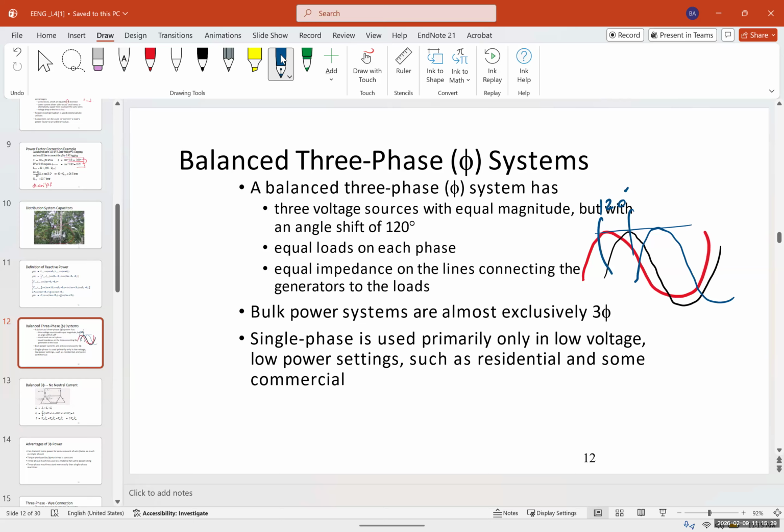We have equal loads on each phase, so the load must be balanced as well. And we would have equal impedance on the lines connecting the generators to the loads. So in a balanced system, we have equal loads, and balancing them is very important. And the impedance on the transmission line must be equal as well. Power systems are almost exclusively three-phase. Single phase is used primarily only in low voltage, low power settings, such as residential and some commercial.